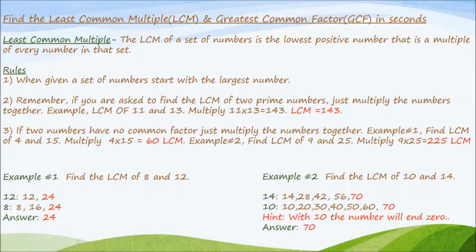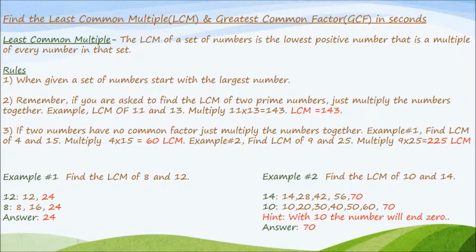Let's do some more examples. Find the least common multiple of 8 and 12. For 12, we have 12 times 1, which is 12, 12 times 2, which is 24. Let's look at 8. We have 8 times 1, which is 8, 8 times 2, which is 16, 8 times 3, which is 24. Therefore, the least common multiple is 24.